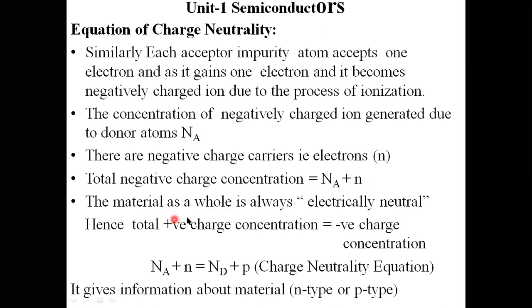The material as a whole is always electrically neutral. That means it should consist of both positive charge carriers and negative charge carriers in equal proportion. Only then is that material called electrically neutral. Hence, total positive charge concentration is equal to negative charge concentration: Na plus n is equal to Nd plus p.